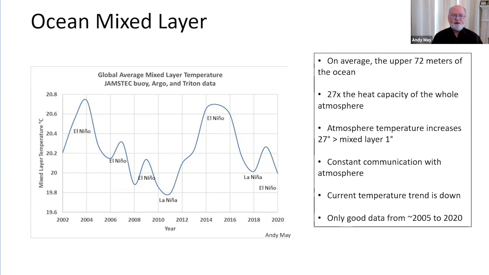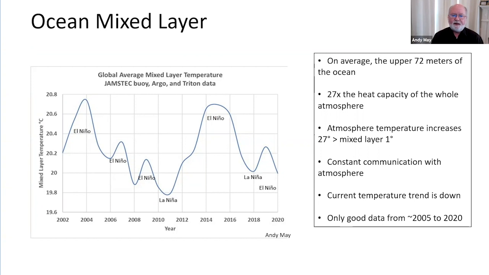The mixed layer has 27 times the heat capacity of the entire atmosphere. So there's a real delay in the atmosphere affecting the mixed layer. And besides the delay, the extremes that are happening in the atmosphere, the chaotic extremes, are dampened. You get a better and more stable view of what's happening on climate timescales, which is very helpful.